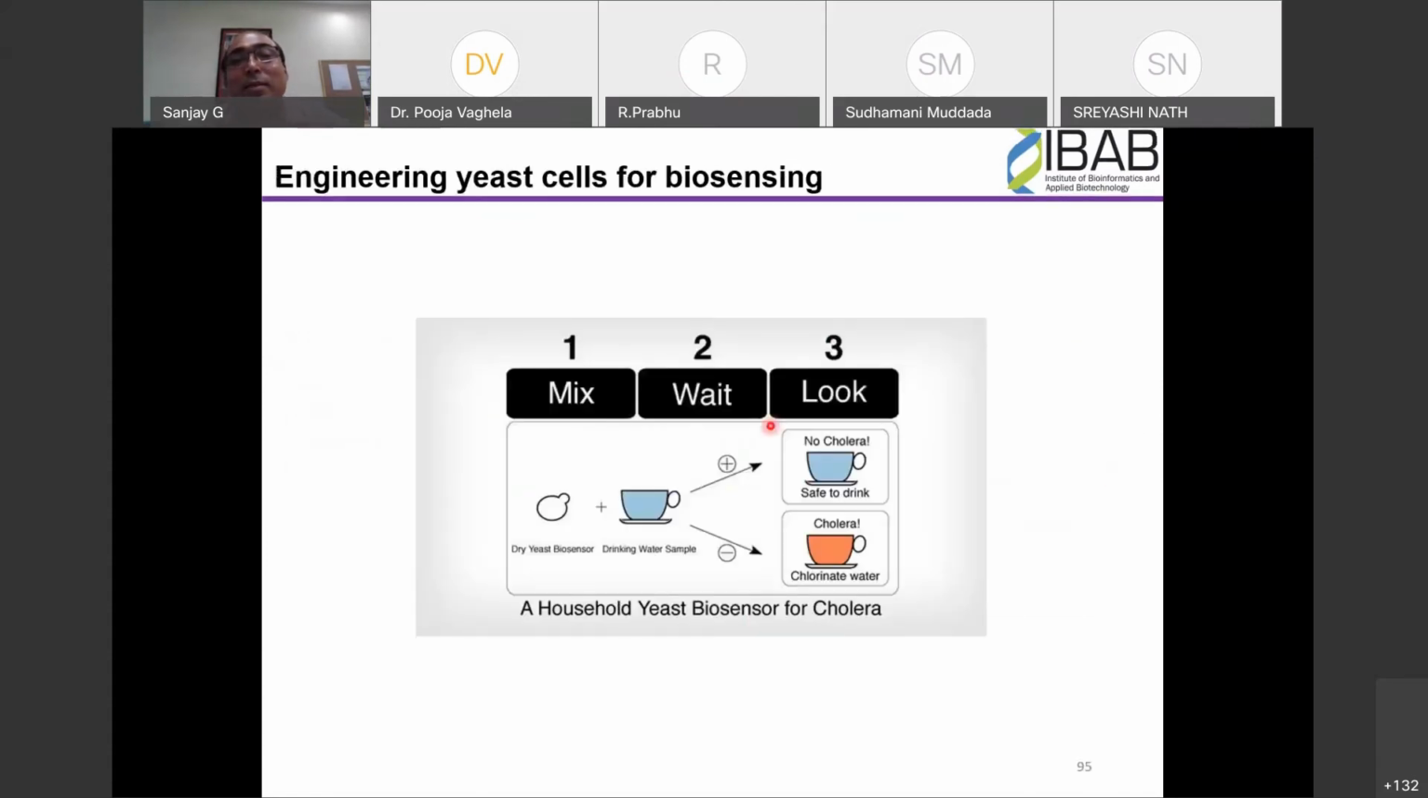One can use simple circuits for biosensing. We know that there is a lack of potable drinking water. So can we have a yeast which we can add into the water, and if it changes color, then maybe it has cholera, and if not, then it is safe to drink? Since yeast is a safe organism, it will not harm us as well. So there are efforts to make such biosensors for water quality.